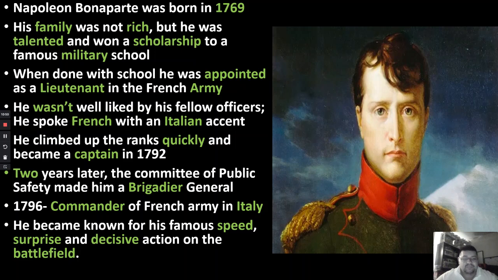2 years later, the Committee of Public Safety, the one that Robespierre was in charge of, they decide to make him a brigadier general because, again, he is showing that he is one heck of a soldier. 2 years later, after that, he's the commander of the French army in Italy. Why is he there? Because, again, he's born there. He's from that area. He can understand Italian, you know. So if people are saying stuff, he can understand what they're saying. And he knows that terrain. He knows that area because he's from that place.